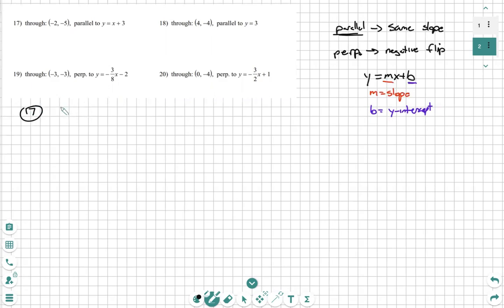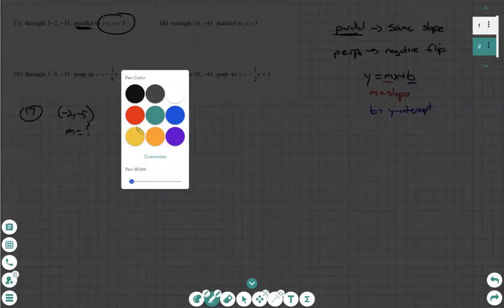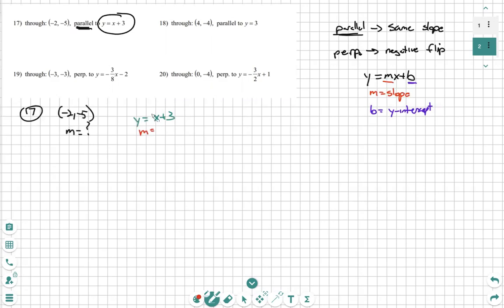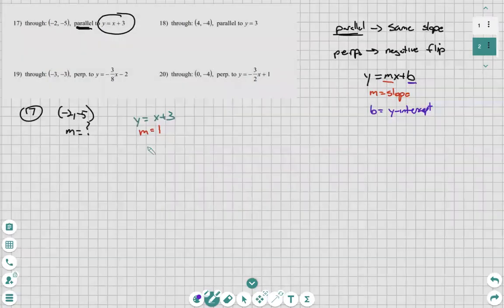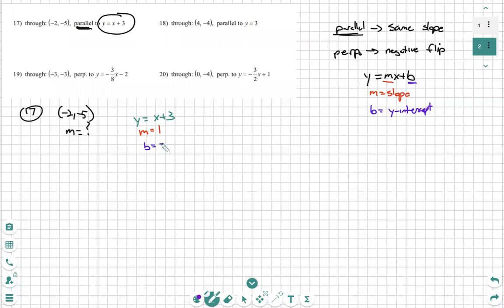First, we write the point that we're given. Next, what we need to do is find a slope. Right now, we don't know what it is, but I do know that I'm parallel to this line. So let's rewrite that line. Well, let's find m and b of this line. And we can see, well, m is just the number in front of the x, just my mx. This one is that invisible 1. Next, my b would just be that 3 right there.